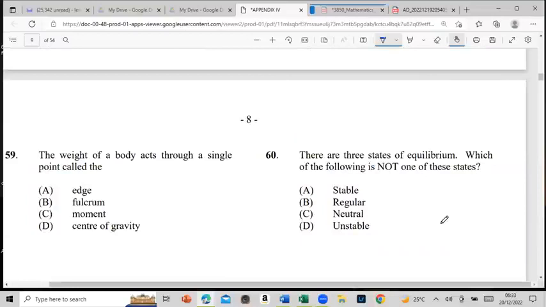Alright guys, type in the answer for that. Should I do these two or should I make you guys put it in the comment section?